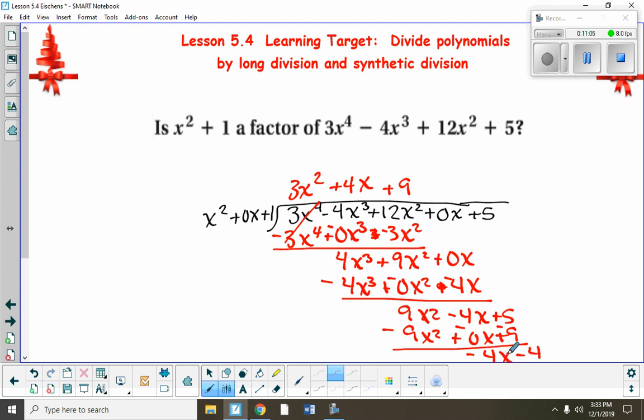So the remainder is this. So you could write remainder minus 4x minus 4, or you can just write minus 4x minus 4, or we'll write plus, and then minus 4x minus 4 all over x squared plus 0x plus 1. All right. And so it is not a factor because it has a remainder.